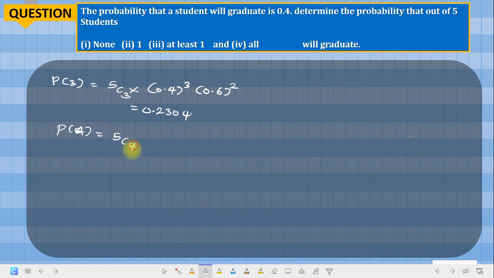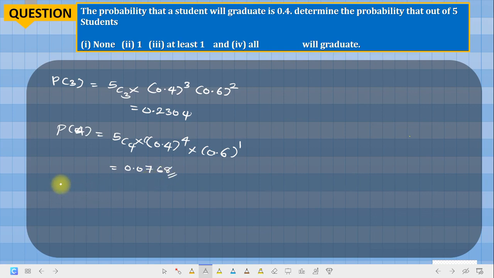Now the next one is the probability that 4 will graduate. It is 5 combination 4 times 0.4 raised to the power of 4 times 0.6 raised to the power of 5 minus 4. Now 5 minus 4 is 1, so we can erase this and put 1 here. When you compute this with your calculator, it's going to give us 0.0768. That is the probability that 4 will graduate.